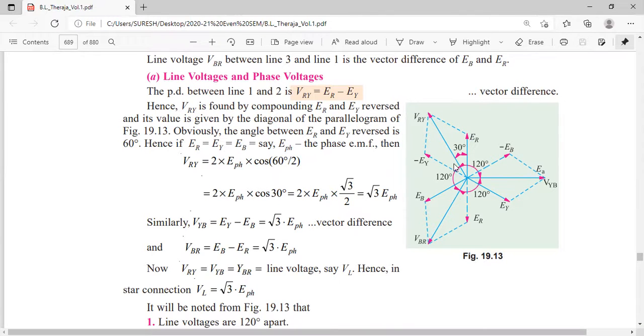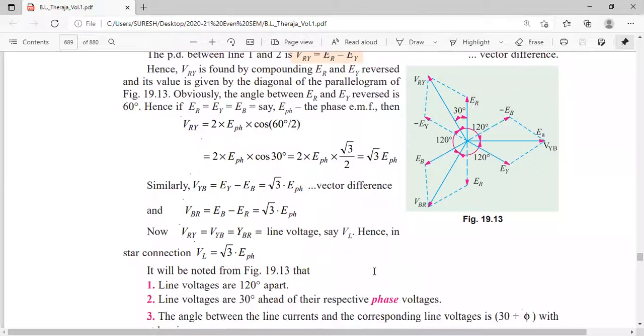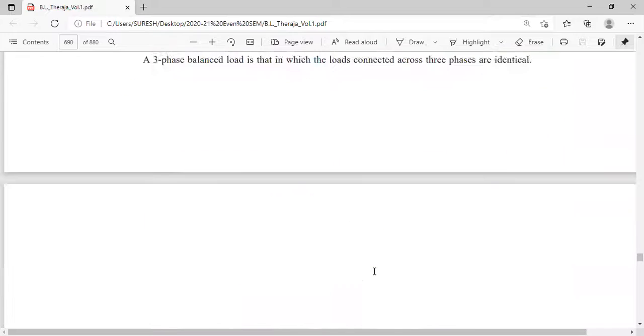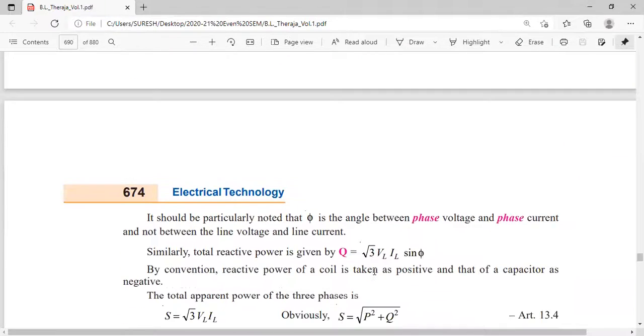Okay, this formula we had derived by using the phasor diagram. Now we'll do some problems in star connection based on this formula, VL is equal to root 3 into V phase. We'll see the first problem.